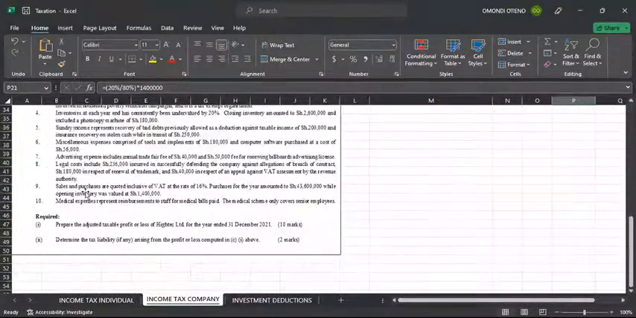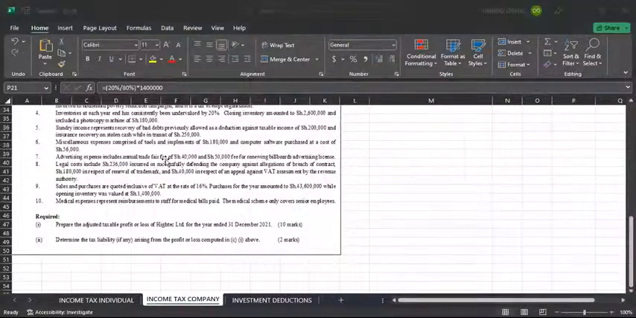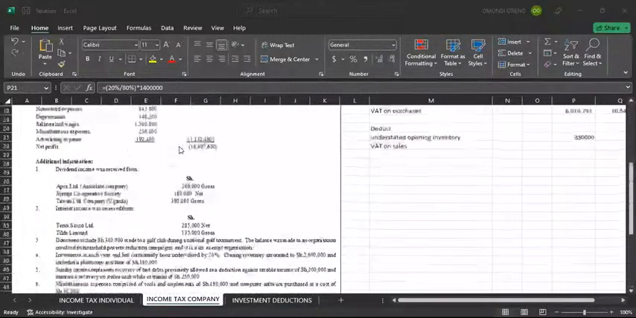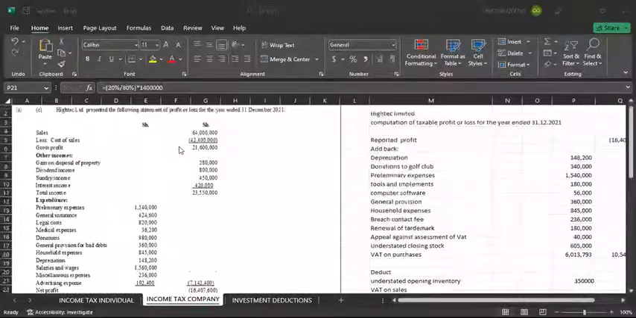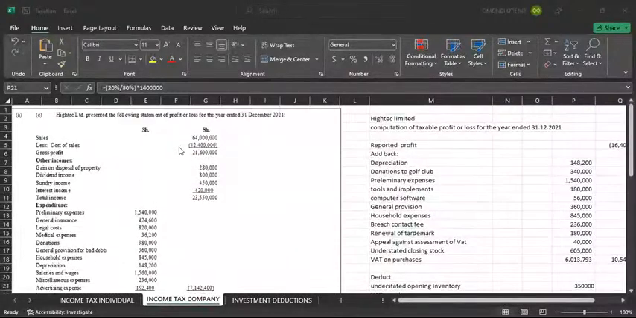We are told that sales and purchases are quoted inclusive of VAT at the rate of 16%. Purchases for the year, 43,600, while opening inventory was that. The value for sales, do we have it? Do we have the value for sales given to us? The value for sales is given up here as 64 million.